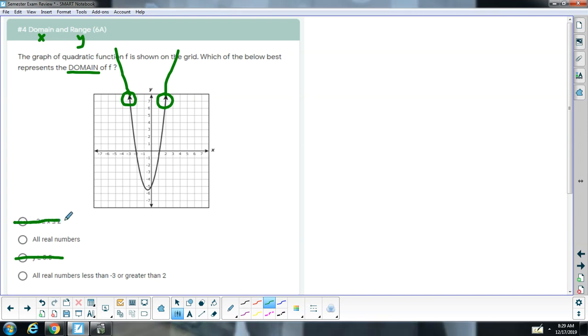So it's not restricted. Here, again, they're giving us restrictions. We're not restricted because of those arrows. We're going to keep going. So it's all real numbers. It's going to hit every x value.